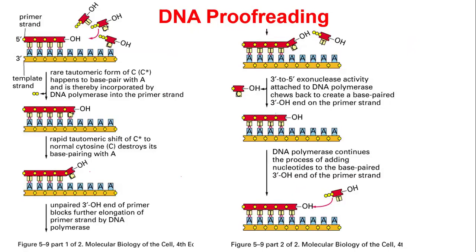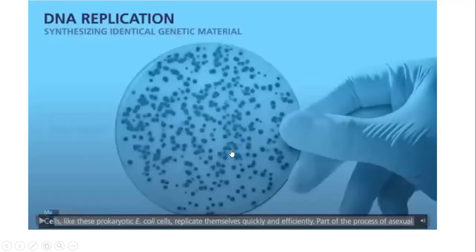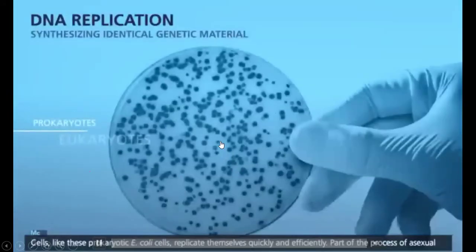Remember, we have just seen earlier on that if there is a mismatch, the enzyme will be able to identify it. And when the enzyme identifies it, eventually the correction will be done by excising that particular nucleotide and then replacing it with the correct one. So we can look at this.